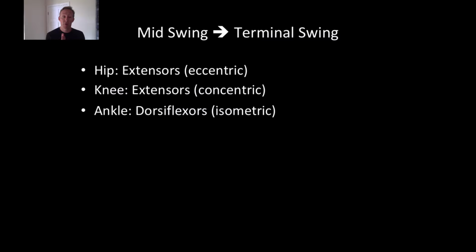If you've ever had a hamstring strain, this is where you'll feel it. Right as you're swinging that leg forward for the next step, as your hamstrings contract eccentrically to slow down that movement, you will feel the pain if you have a hamstring strain. And the ankle dorsiflexors are still working isometrically here to keep the foot off of the ground so that we don't trip, but also we're getting ready for heel strike. So they're keeping us at that 90-degree angle.